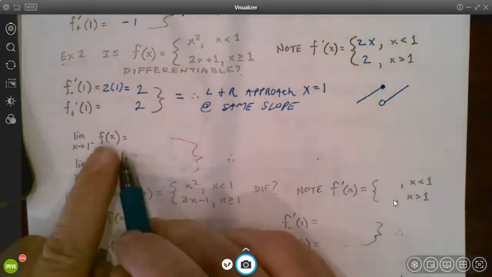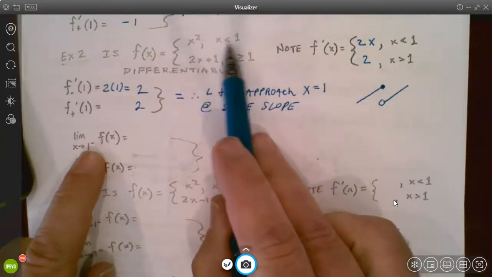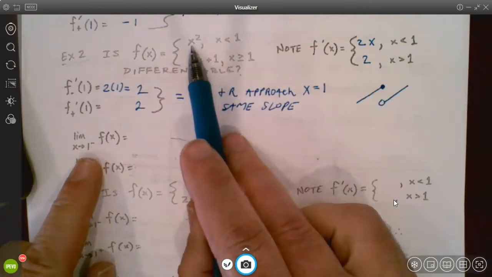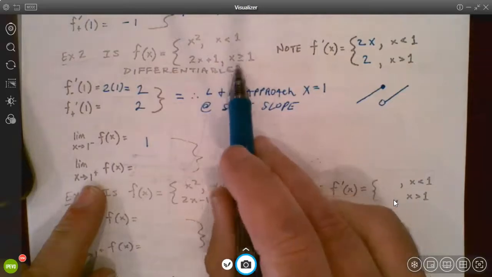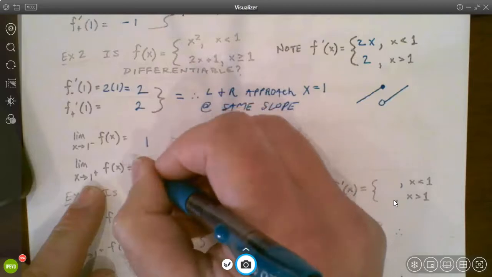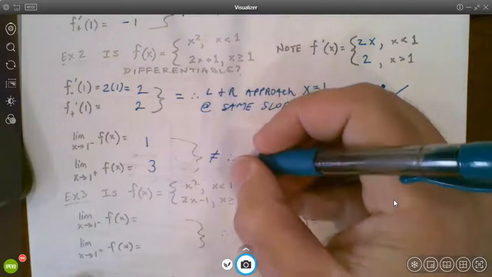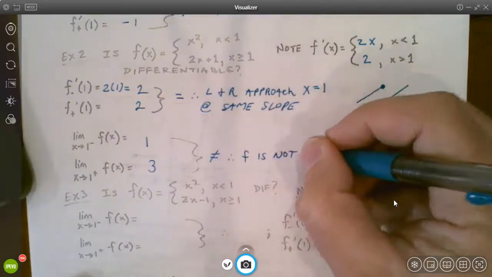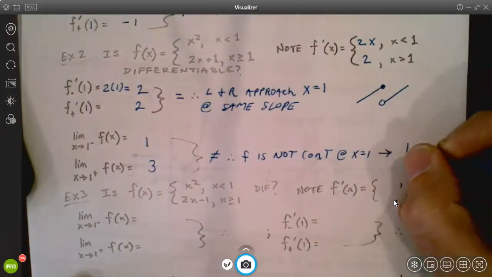So let's look as x approaches 1 from the left. Going back to these, these are x less than 1, so this is the one we've got to look at for the values approaching 1 from the left. If we plug in a 1 for this x, 1 squared is 1. As we approach 1 from the right, now I'm looking at this domain, so I want to plug in for this, 2 times 1 plus 1 would be 3. So these are not equal, which means this graph is not continuous at x equals 1. So f is not continuous at x equals 1, so this is not differentiable.